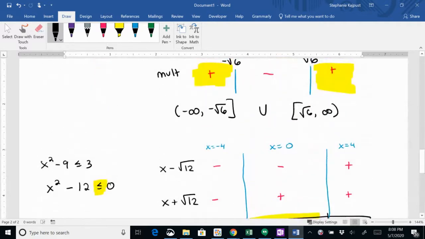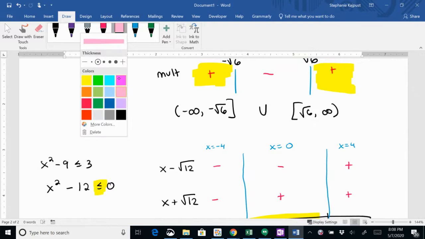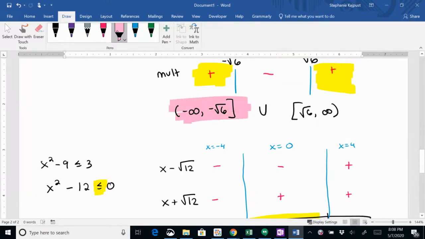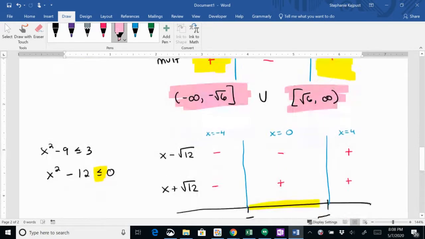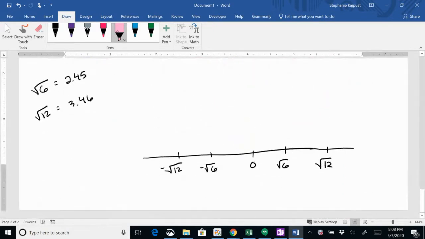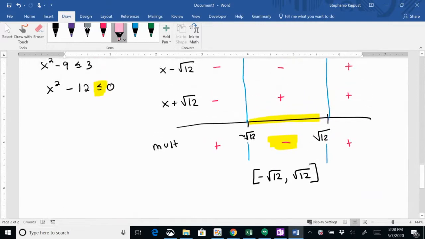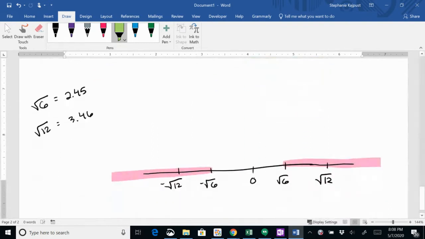So my first sign chart gave me an answer of these two intervals. I'm going to highlight those two intervals: left, negative square root of 6, and right, a positive square root of 6. So left and right. This sign chart gave me between negative square root of 12 and square root of 12. So that's here. We want the overlap between those intervals.